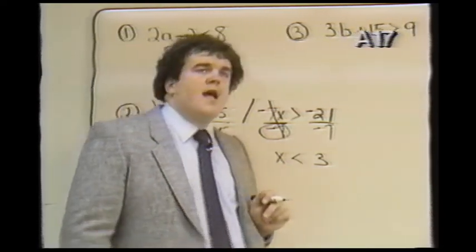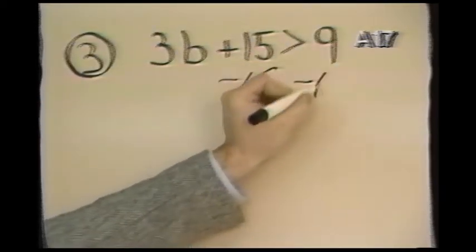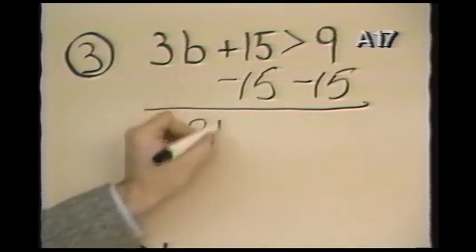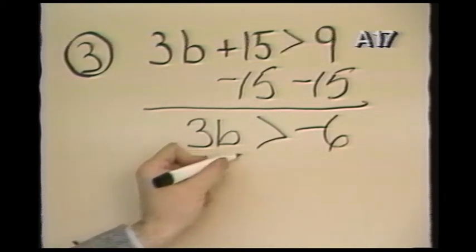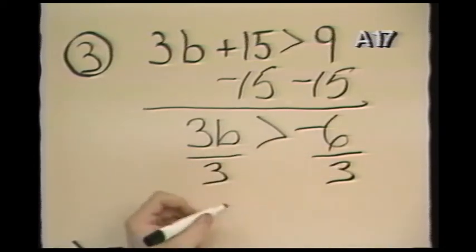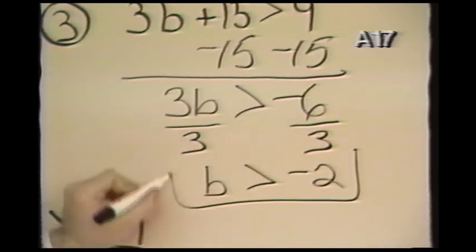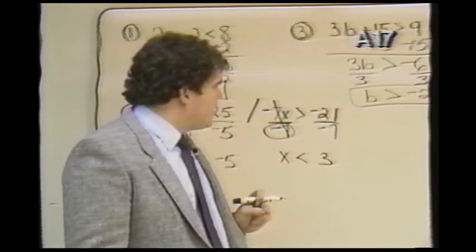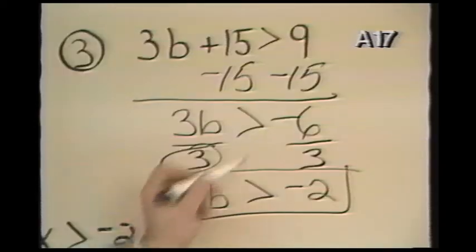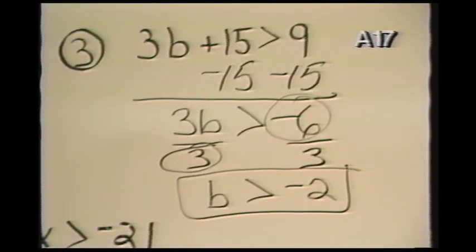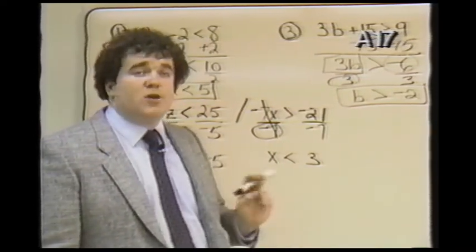Here's another problem. 3b plus 15 is greater than 9. We subtract 15 from each side, and we get 3b is greater than negative 6. Dividing each side by 3, we get b greater than negative 2. Now, why didn't I change the sign there? That's what I want to ask you. I divided by a positive number, so there's no reason to change the sign. Just because this is negative doesn't mean we change the sign. It's the numerical coefficient of your variable, and that was positive, so we don't change the sign.